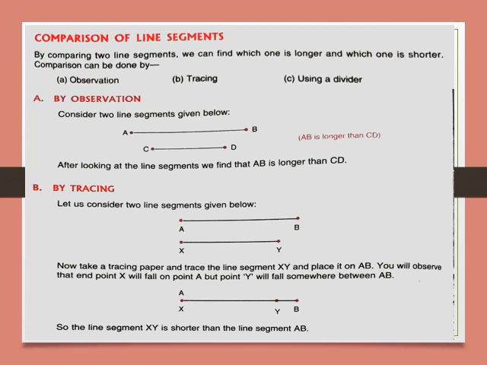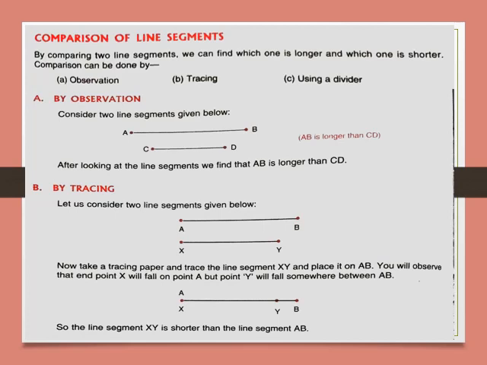We are all aware that by observing only, if this type of figures are given, we can tell which line segment is longer and which is shorter. But we are unable to tell the exact length of the segments AB and CD. So by observation only we can say AB is longer than CD or CD is shorter than AB. But dear students, are you able to tell the length of this segment? No, definitely not. So by observation only, we can only tell that one is longer than the other or shorter than the other.